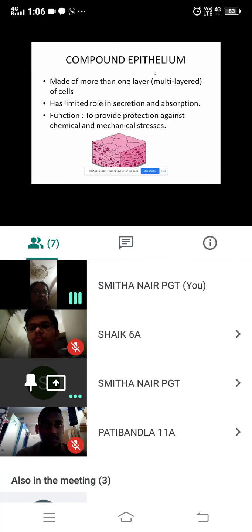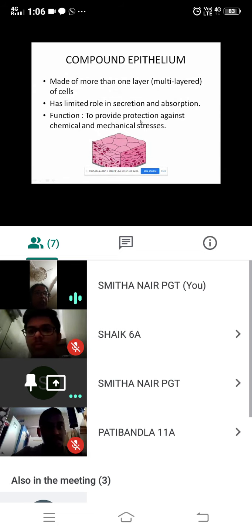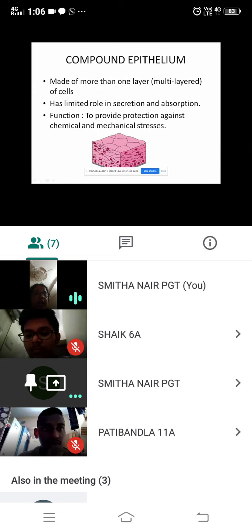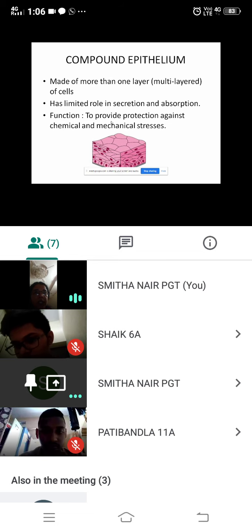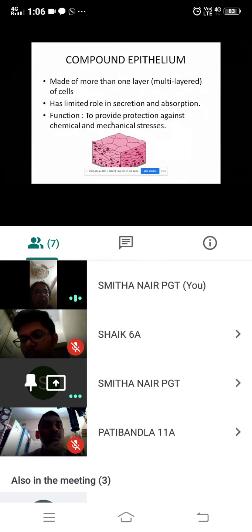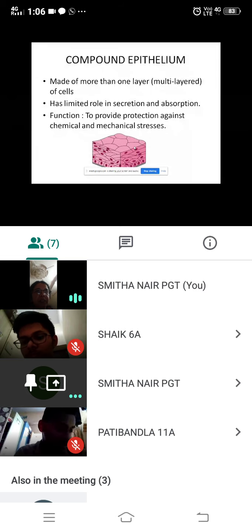Epithelium, and they have limited role in secretion and absorption. What is their main function? Their main function is to provide protection against chemical and mechanical stresses. In simple epithelium, the main role was to help in secretion and absorption. And here in compound epithelium, the main role is to give protection against mechanical and chemical stress.